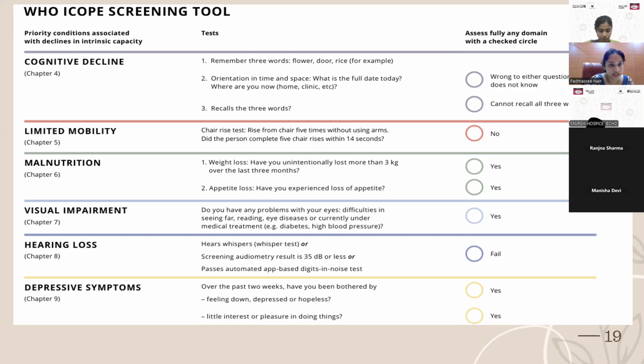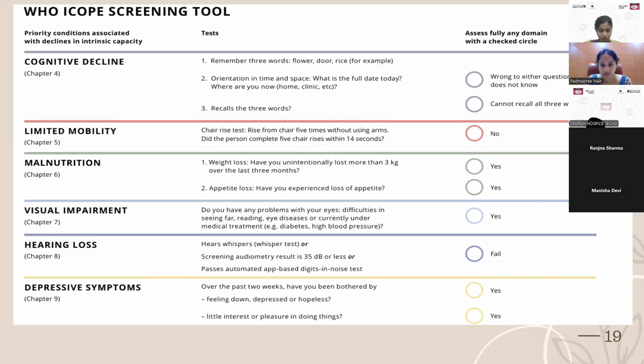When it comes to mobility, we do the chair rise test. That is, we ask them to rise from a chair that has handles. We have to tell them that they are not supposed to hold the handle and they have to get up 5 times and sit down again. And we time them. Now, if they take more than 14 seconds, that indicates that the patient has declined mobility.